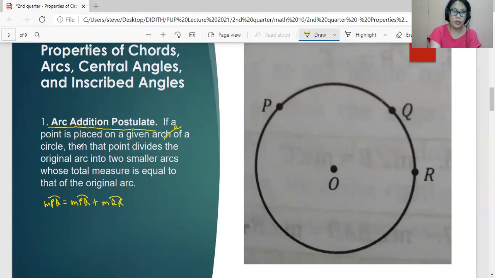Take note that the point referred to here is point Q. So arc PR here is divided by a point, which is point Q. And arc PR is divided into two smaller arcs. Not necessarily has this point Q divided arc PR into two equal parts. This arc is divided by Q in such a way that the measure of arc PR equals the sum of the two smaller arcs. So that's the arc addition postulate.